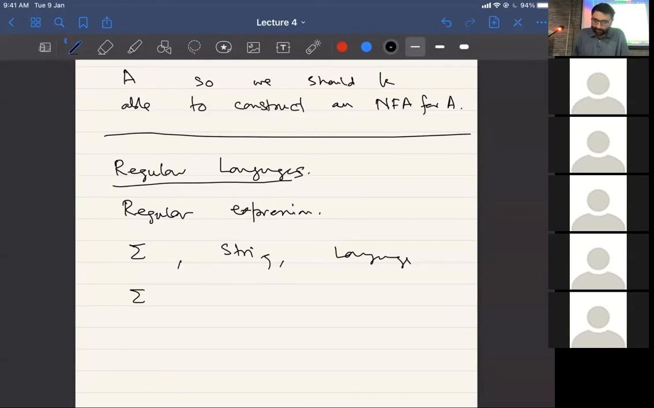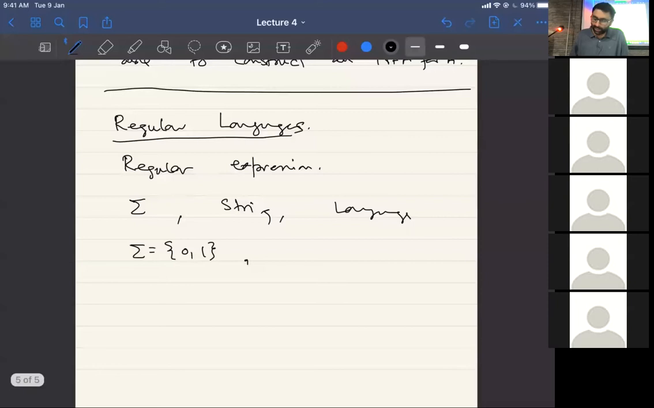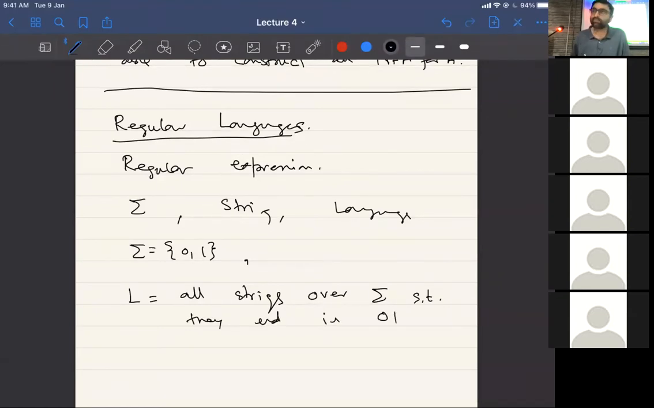So let us fix our alphabet to just two characters, 0 and 1 for the time being, and it doesn't matter if our alphabet contains more than two characters or just two characters. It doesn't matter. Okay. Suppose we have some strings and I define a language L as all strings over sigma such that they end in 0, 1. Okay, all such strings which end in 0, 1.